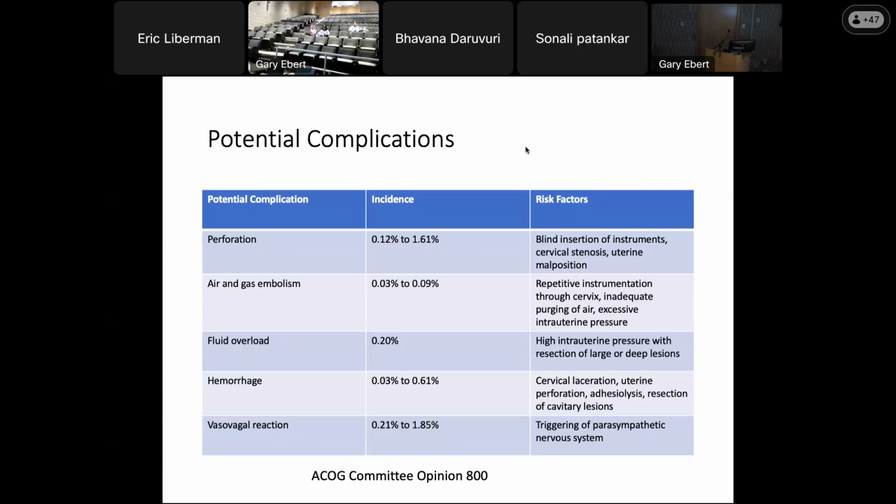Fluid overload, you have to be careful of. Hemorrhage, and then vasovagal reaction. This is, especially in an office setting, something you can have when you enter the endocervical canal and are doing any sort of dilation.